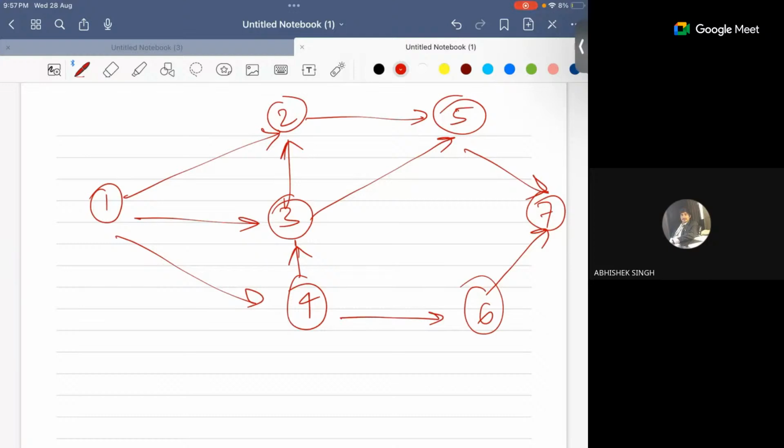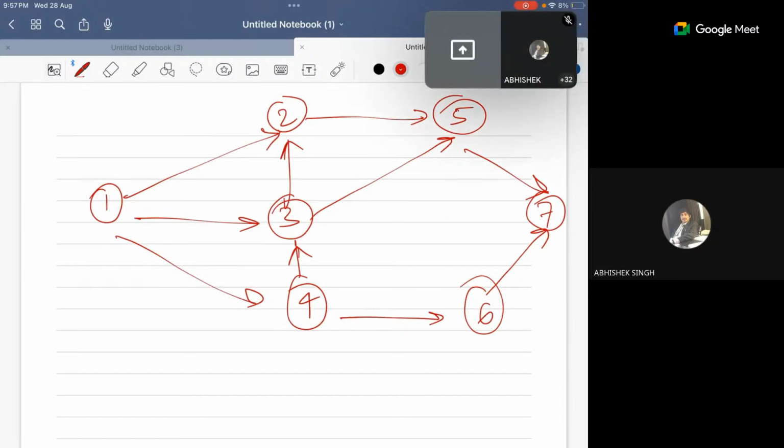Relaxation is the same thing we did for Dijkstra. If du plus the cost of going from u to v is less than dv, then update the value of dv. That is what you have to do 6 times for all the edges. Is it clear? Can you hear me? Yes, sir.